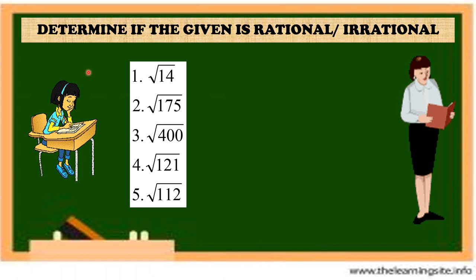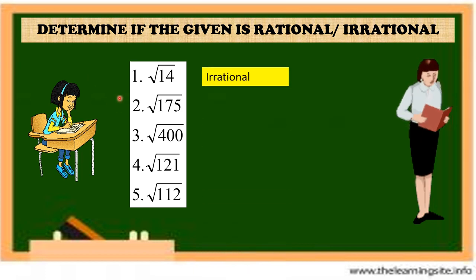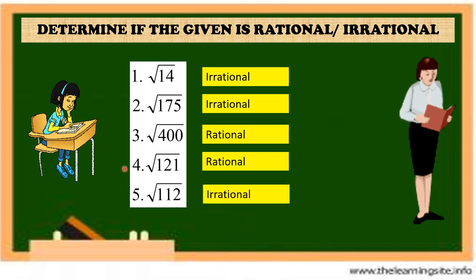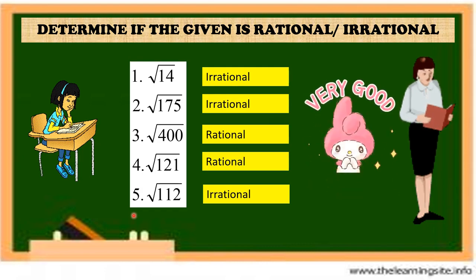To answer the problem. Number 1, that is irrational. Number 2, irrational. Number 3, rational. Number 4, rational. And number 5, irrational. Did you get the correct answer? Very good.